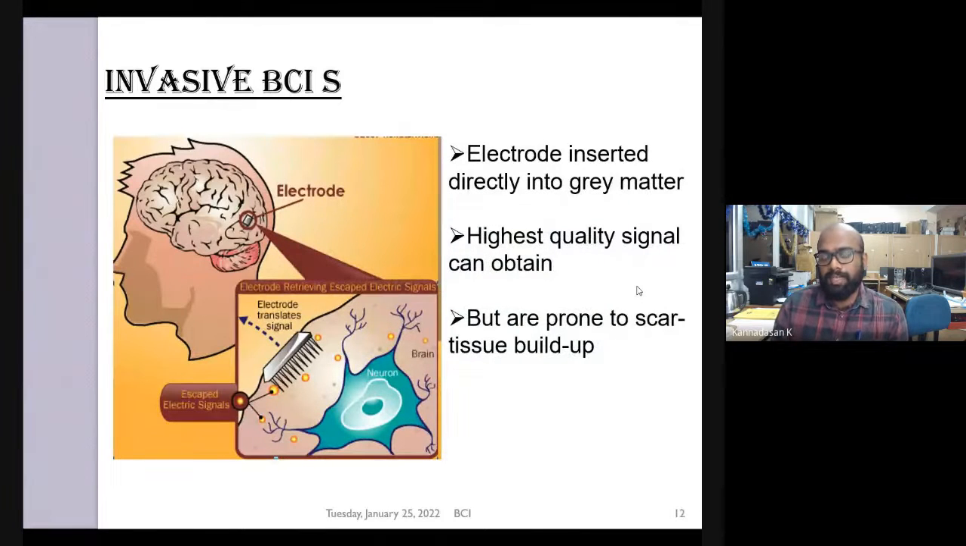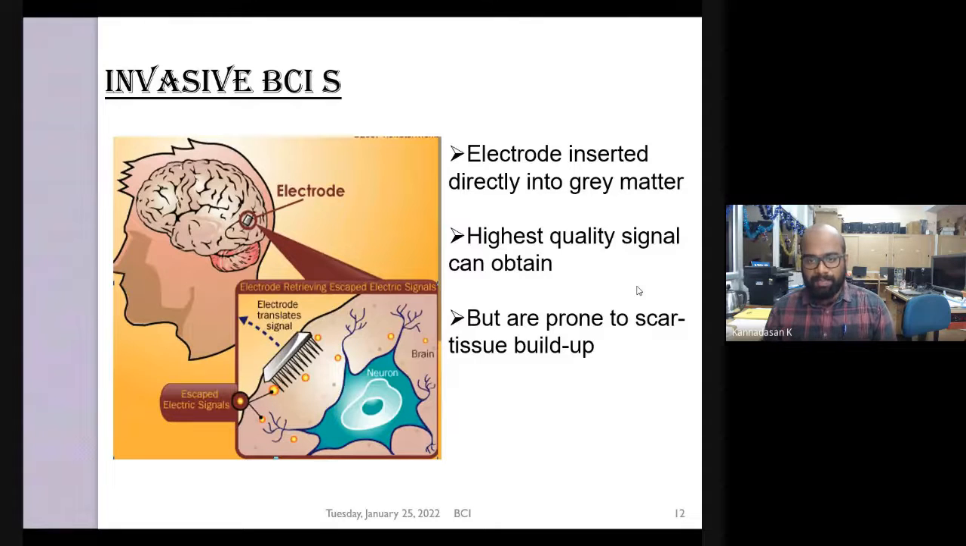So we'll see what invasive, non-invasive, and partially invasive are. Invasive BCI is electrodes inserted directly into the gray matter. As I said, you open up your skull, go very near to the neuron, and place your electrode there. So that is invasive, and the highest quality of signal can be obtained. It is a known property. You can take a typical example: your friend is talking sitting near to you, and you can hear him very clearly. If he's some 10 to 15 meters apart, you can hear him, but not very clearly. That is what it is.